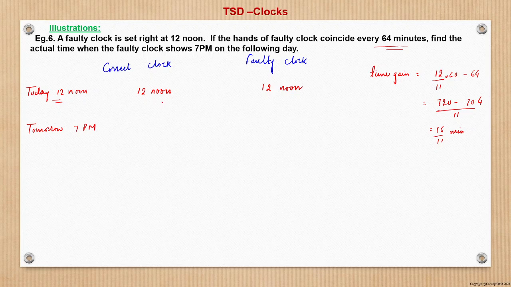Tomorrow 7 p.m. this will be showing 7 p.m. only, because this is a correct clock, the true clock. So this will be showing 7 p.m. only tomorrow. So basically, what is the time difference between these two? It will be nothing but 12 to 12, 24 hours, plus another 7. So that is 31 hours, right?